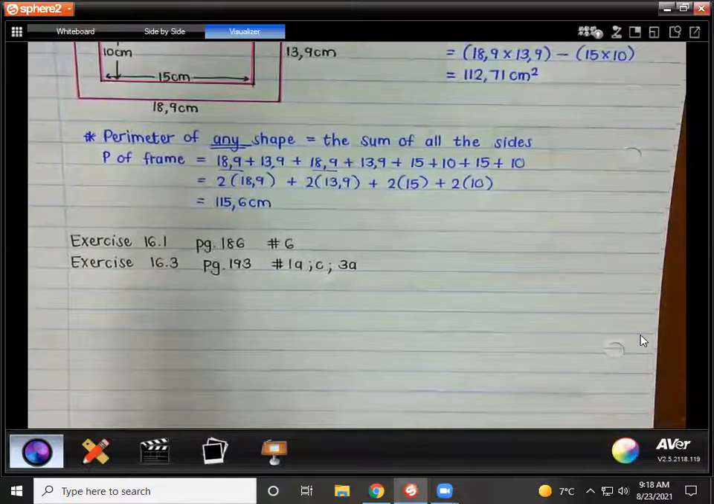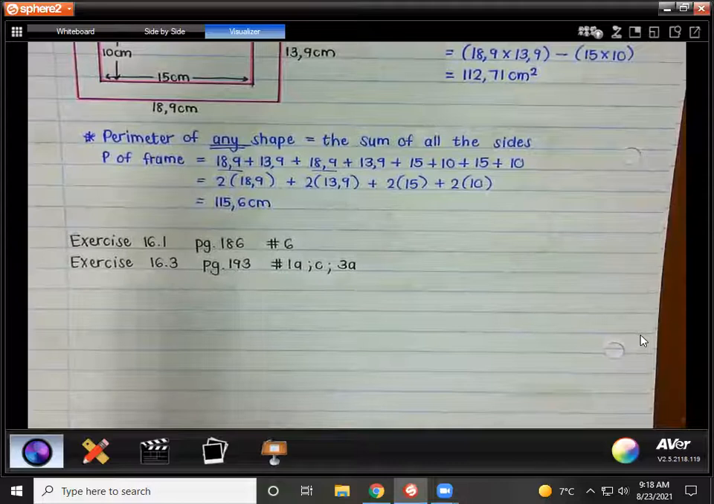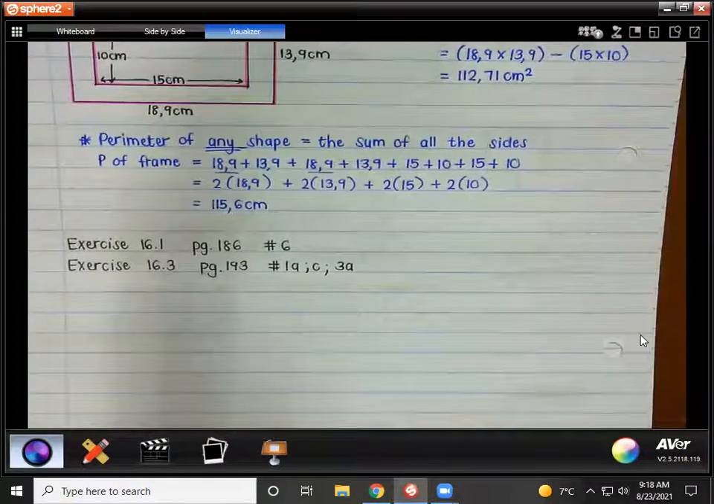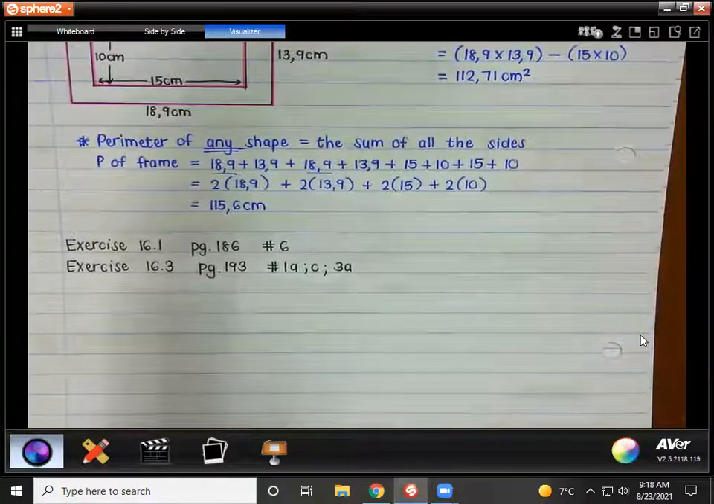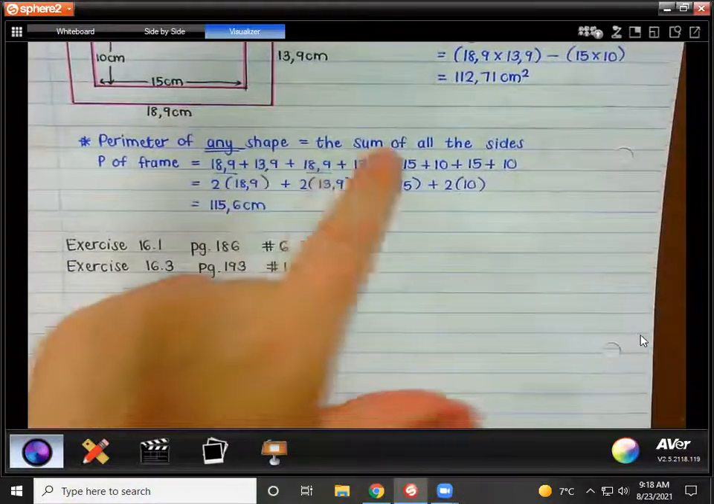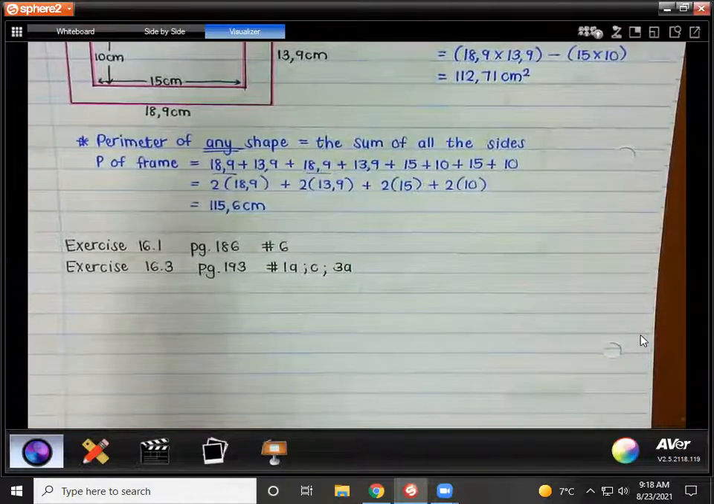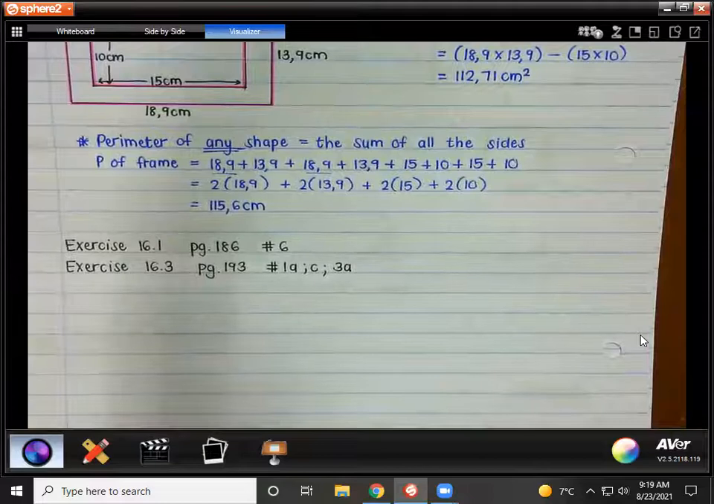I just need to show you guys something for number 1C, yes? Times 2. Not squared, because you're not timesing them together, you're adding them, but you can do it 2 and then in brackets 13,9 plus 18,9. Yes, you could do that.